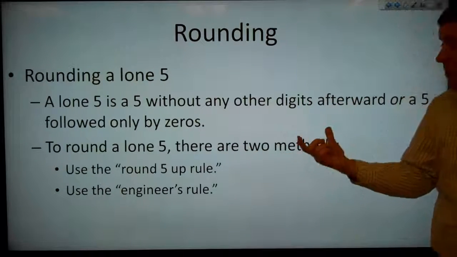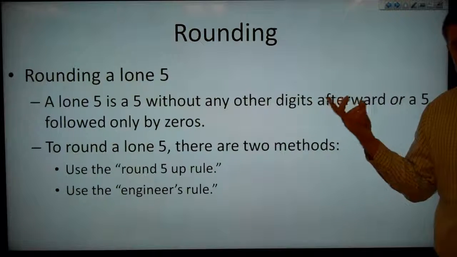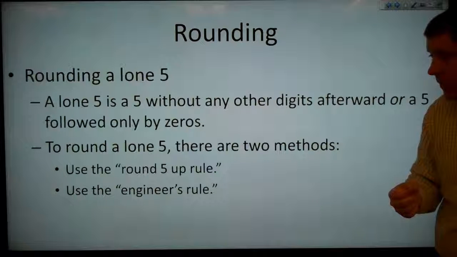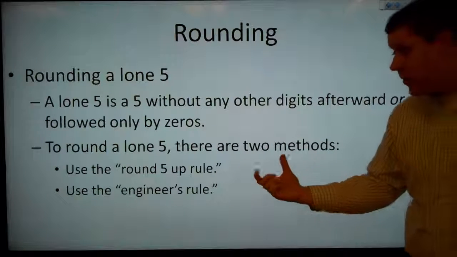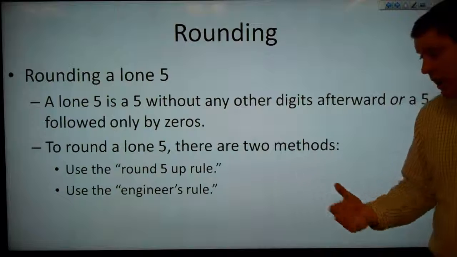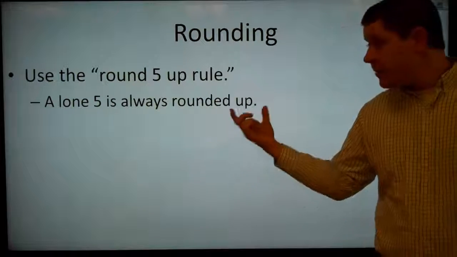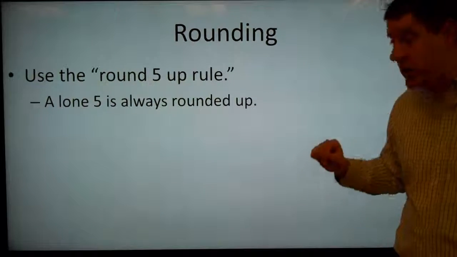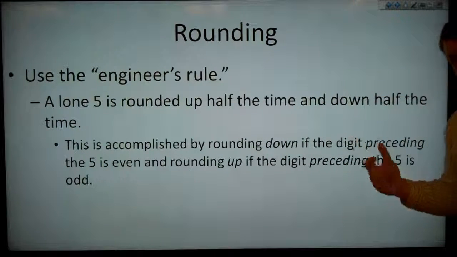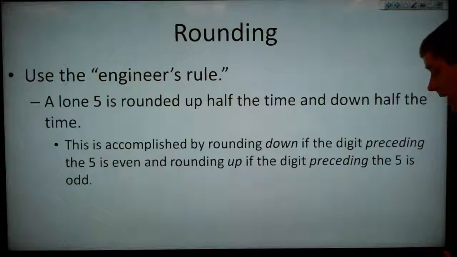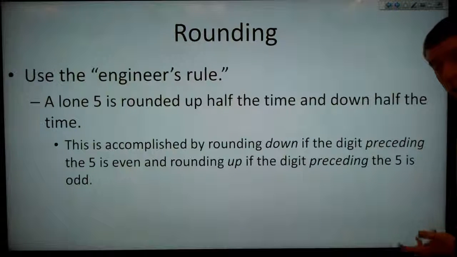Now let's look at rounding a lone 5. A lone 5 is a 5 without any other digits afterwards, or a 5 followed only by zeros. So there are no non-zero digits after the 5. When we're rounding a lone 5, there are two methods we can use. We can either use the simpler round 5 up rule, or we can use the engineer's rule. To use the round 5 up rule, a lone 5 is always rounded up. That's very simple. To use the engineer's rule, a lone 5 is rounded up half the time and down half the time. This is accomplished by rounding down if the digit before the 5 is even, and rounding up if the digit before the 5 is odd.